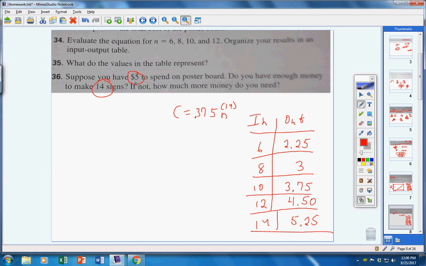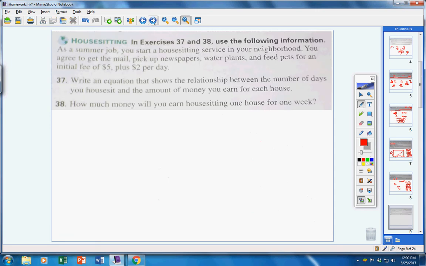So, to make 14 signs, how much money do you need? $5.25. How much do you have? $5. So do you have enough money? No. How much more money do you need? 25 cents. Or you could say $0.25 or 25 cents. That's it, guys. Okay? Watch it again if you need to. Make sure you understand this.